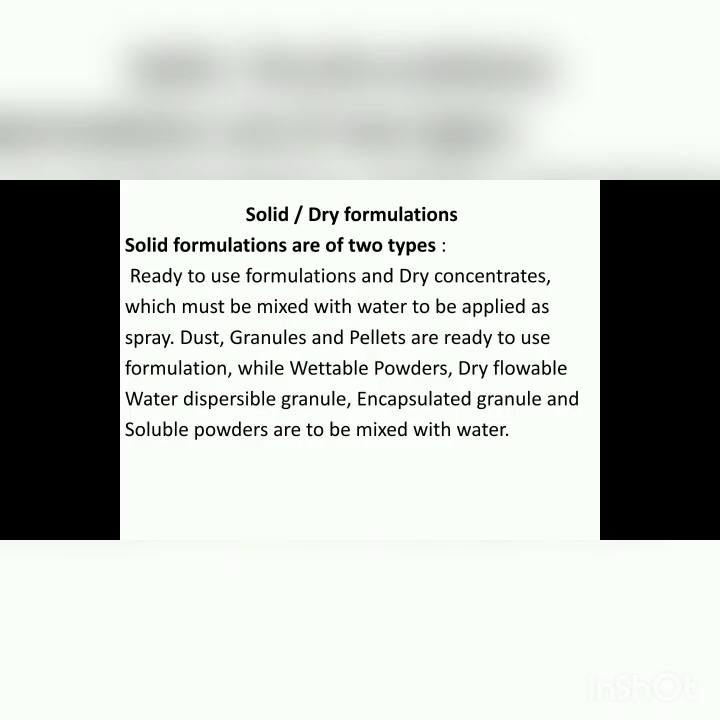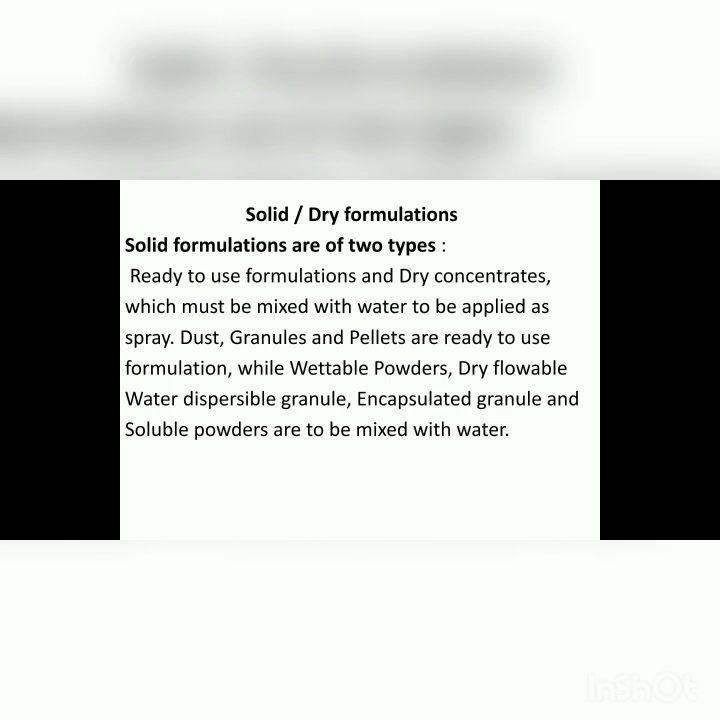Then, common liquid formulations are over here. We discussed emulsifiable concentrate, solutions, ultra low volume solution, emulsion in water, flowable, micro-emulsion, oil dispersion and liquid bait. Then next we go through solid or dry formulations.